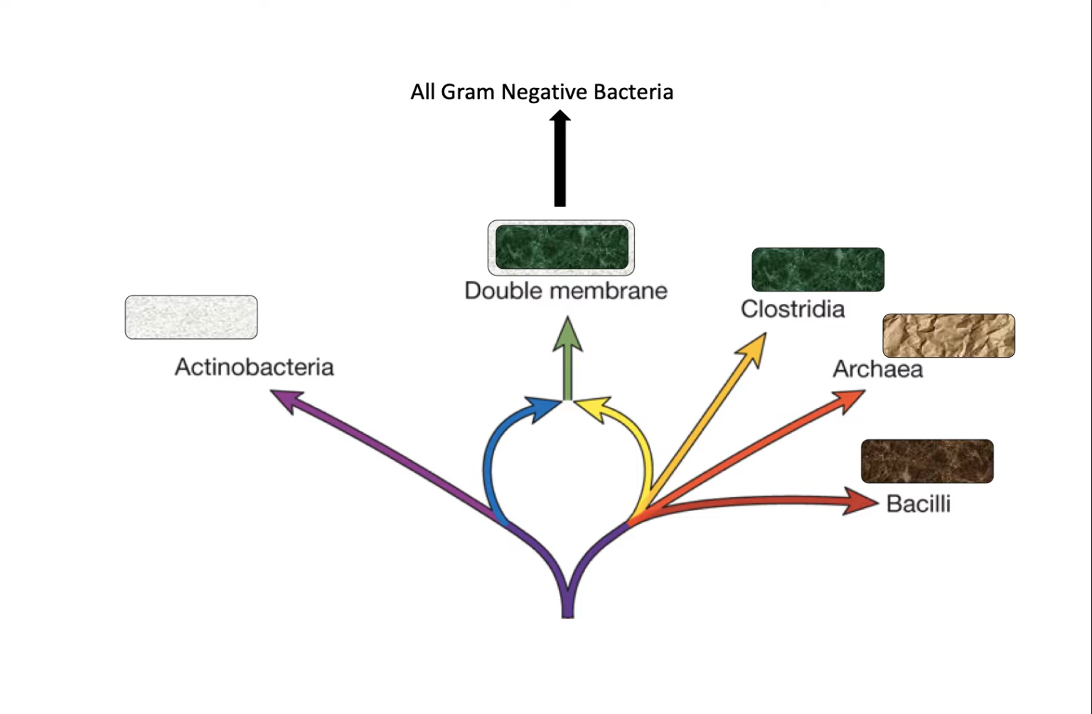So in this case, the paper proposed that an actinobacterium came together with a Clostridium to become these double membrane diderms, gram-negative bacteria. And that leads to all the gram-negative bacteria. And then you have other Firmicutes, bacilli, etc., and archaea branching off in a different direction.